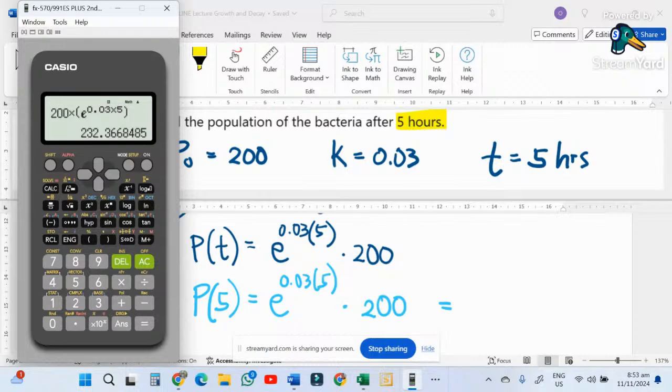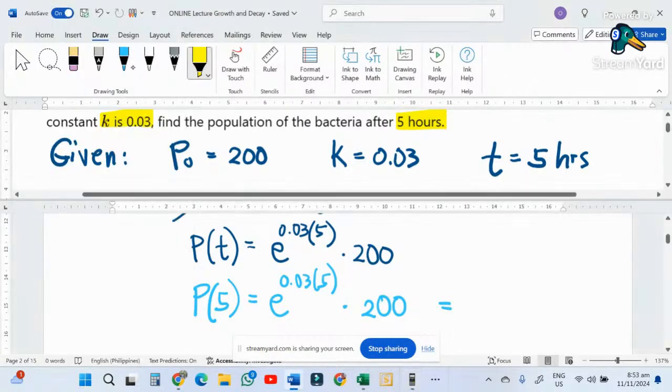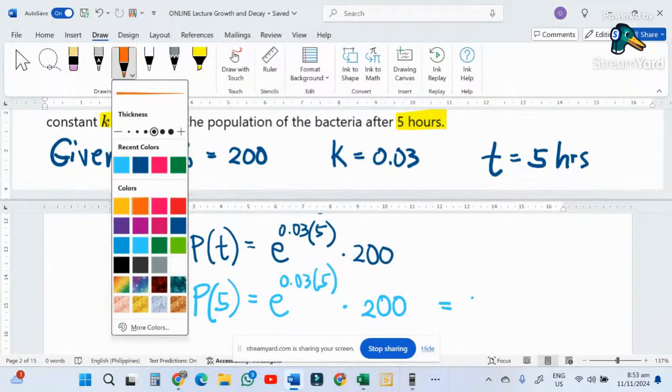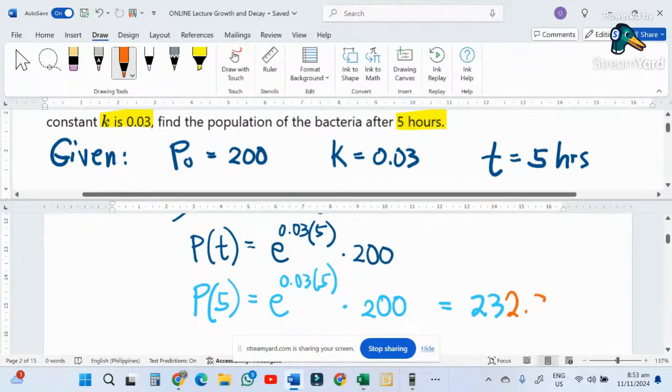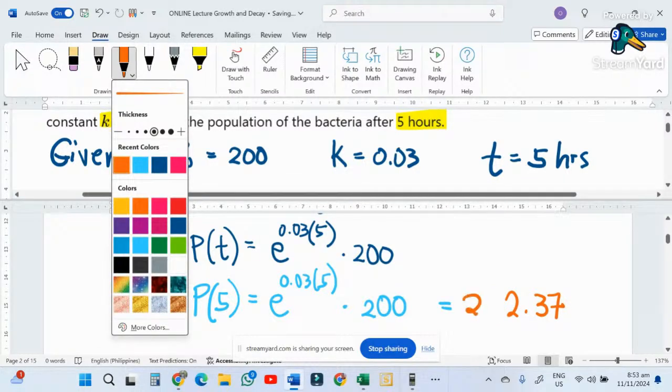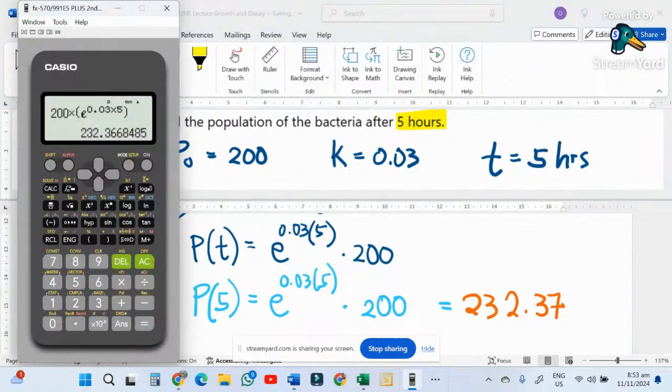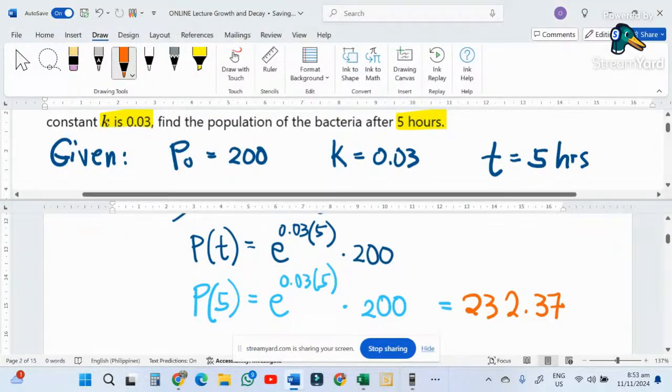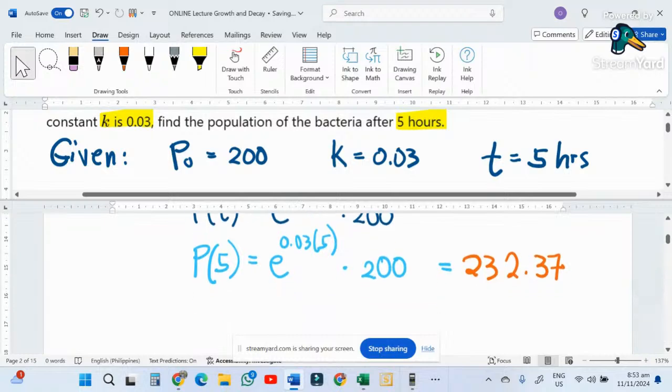So you get 232.3669. Because this is bacteria, we can just say 232.37. Okay, so that's the answer. 232.37 bacteria. Okay. So for the point 37, this is not yet a whole bacteria.